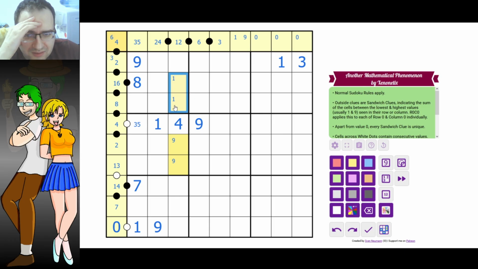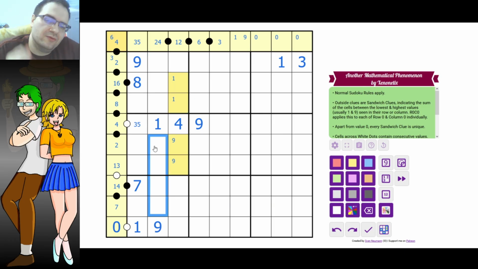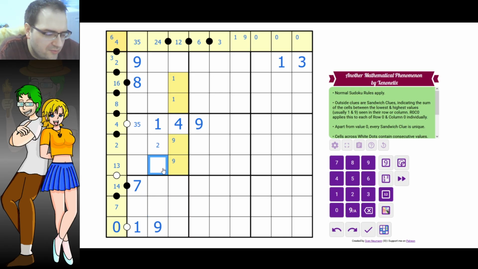1 1 1 9 9 9. Now, okay, we know this one is 4 digits: 2, 3, 4, and 5. That's 14. That's not enough. If we replace the 2 with a 6, that's 18. That's also not enough. So now we need to replace the 3 with a 7.